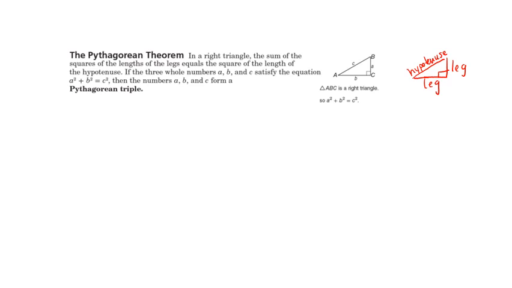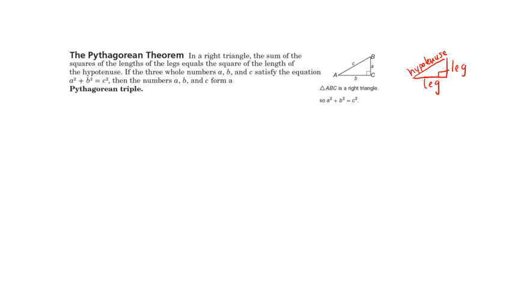So the sum of the squares of the lengths of the legs equals the square of the length of the hypotenuse. And we famously hear a squared plus b squared equals c squared. We always label a and b as the legs. If you ever get some whole numbers that satisfy that, we call that a Pythagorean triple.